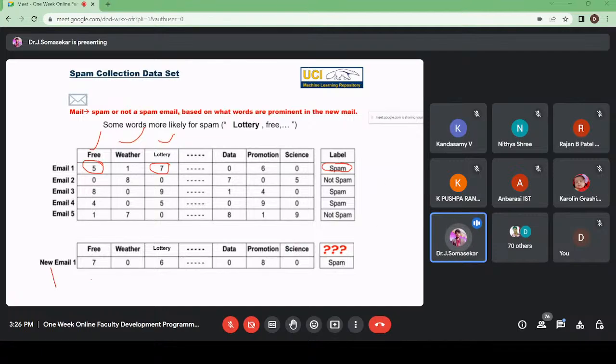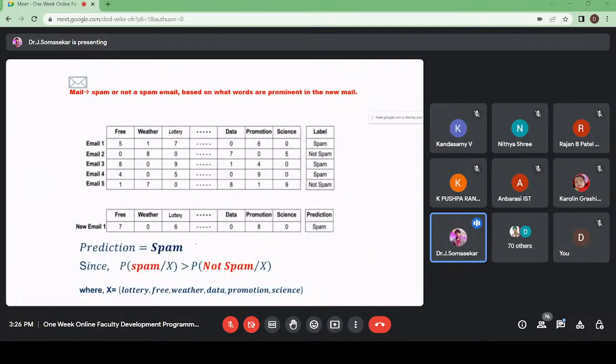I have a new mail in which the free keyword frequency is 7 times, the lottery frequency is 6 times, and promotion 8 times. Now we have to classify whether the mail is spam or not spam. Obviously the mail is spam, because keywords like free and promotion are available. Based on the historical data, this mail goes to spam. So finally, how did we get spam? The probability of spam is more than the probability of not spam, that is ham. That's why we classified the new mail as a spam mail.